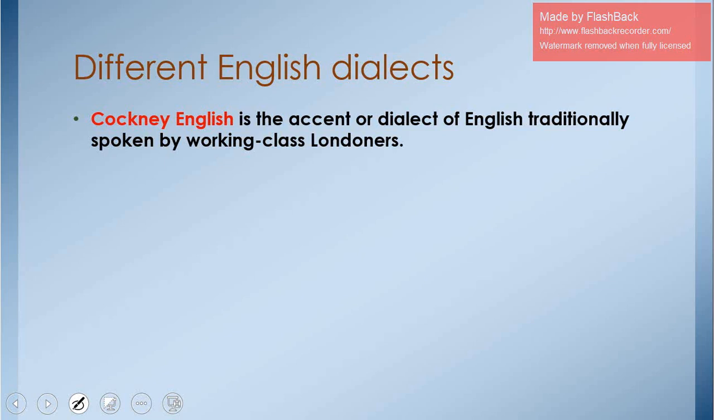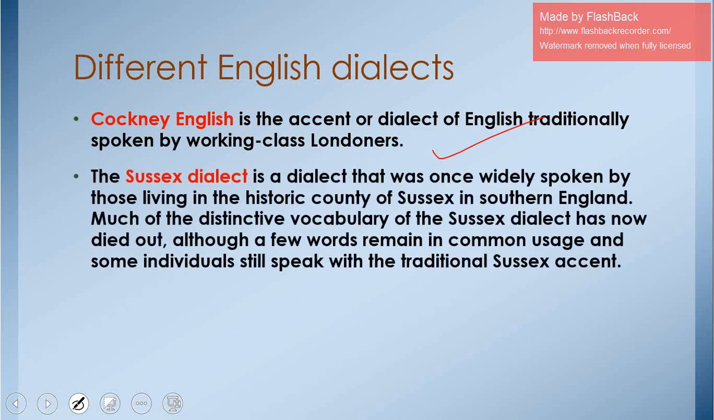For example, Cockney English is the accent or the dialect of English traditionally spoken by the working class. Okay, this dialect depends on the different social classes. The Sussex dialect is a dialect that was once widely spoken by those living in the historic county of Sussex, depending on the region, in southern England. Much of the distinctive vocabulary of the Sussex language has now died out. Now this dialect was weak, although a few words remain in common usage and some individuals still speak with the traditional Sussex accent. I mean, there are a few speakers left.